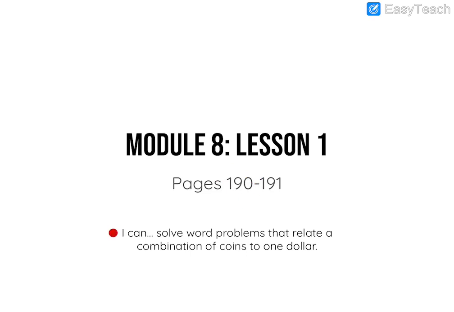Our I can statement is, I can solve word problems that relate to a combination of coins to $1. What that means is we're going to be looking at how different coins combine to equal totals of up to $1.